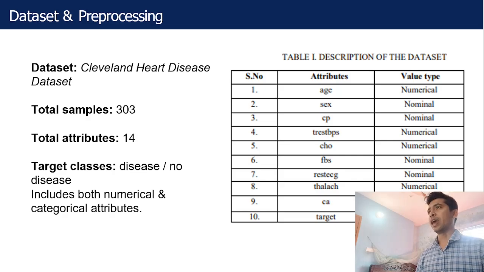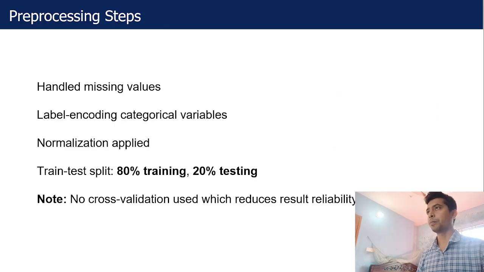The dataset they have used is the Cleveland heart disease dataset. They have collected around 300 samples. Although they have 14 attributes in their paper, as I have read, this table contains only 10 and consists of numerical and nominal value types. Nominal value type is a qualitative value type.